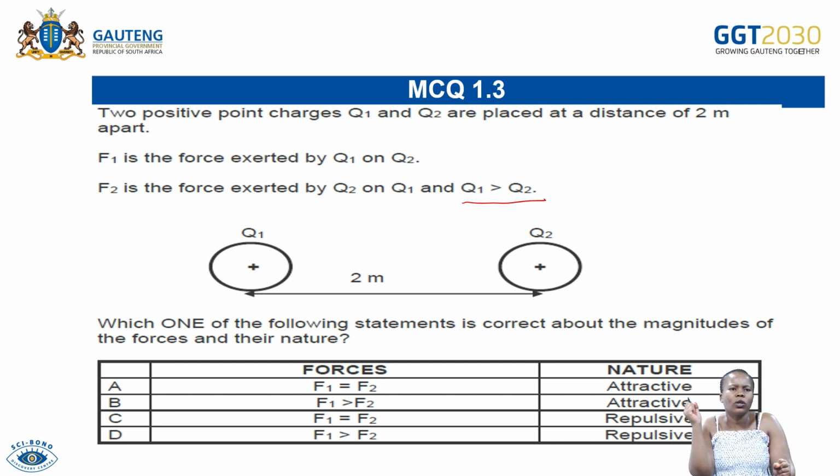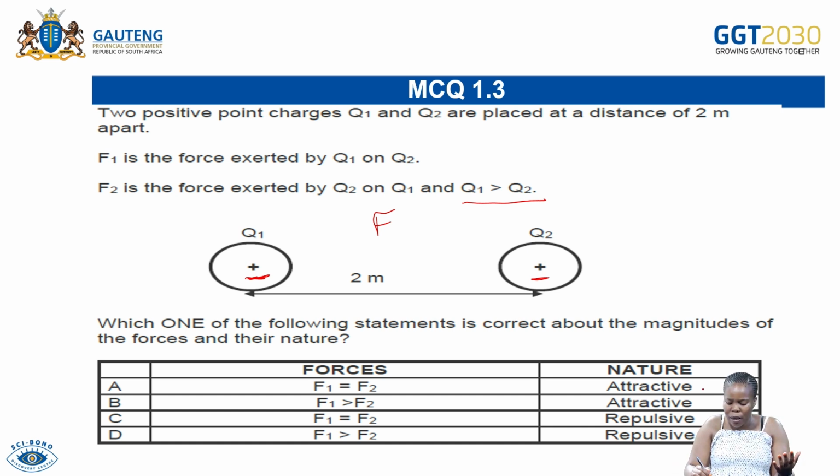Okay, so it says now, which one of the following statements is correct about the magnitude of the force and their nature? Okay, so the force that exists between these 2, in this case, is going to be a force of what? Of repulsion. Why? Because the charges are like, meaning they are the same. Okay, so in the options provided, we're looking for what? For repulsive nature.